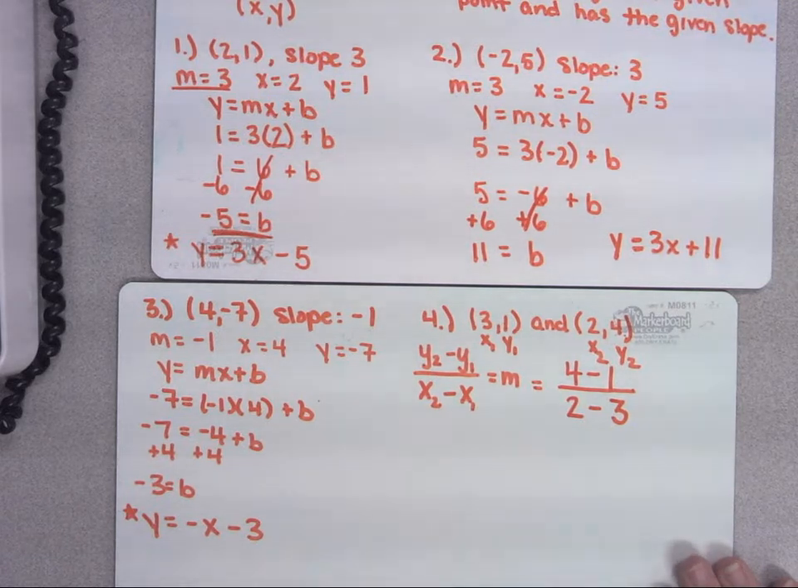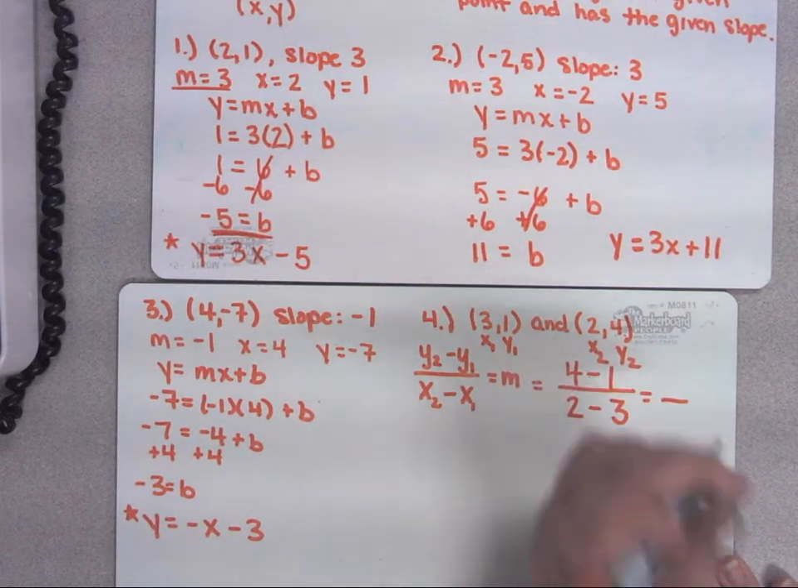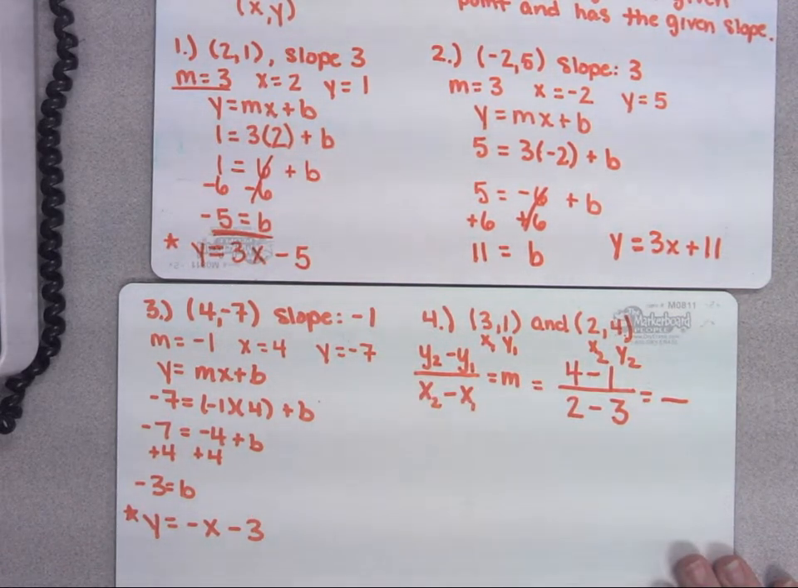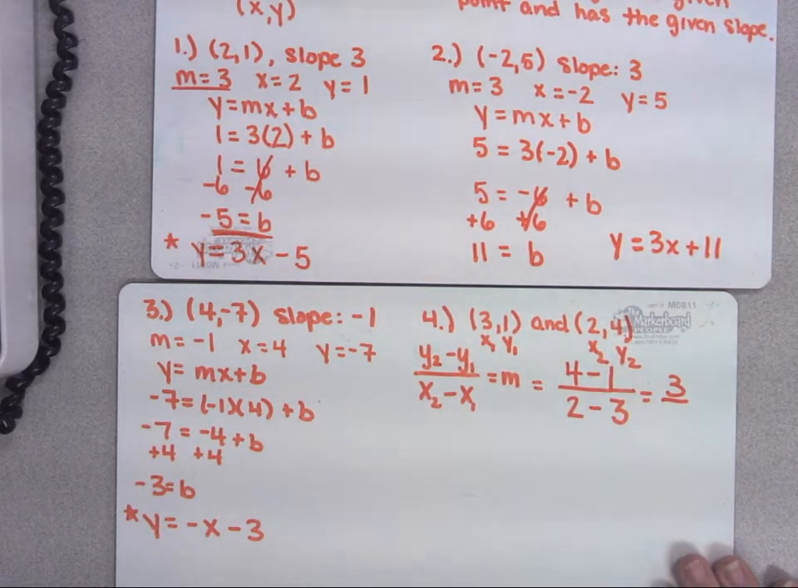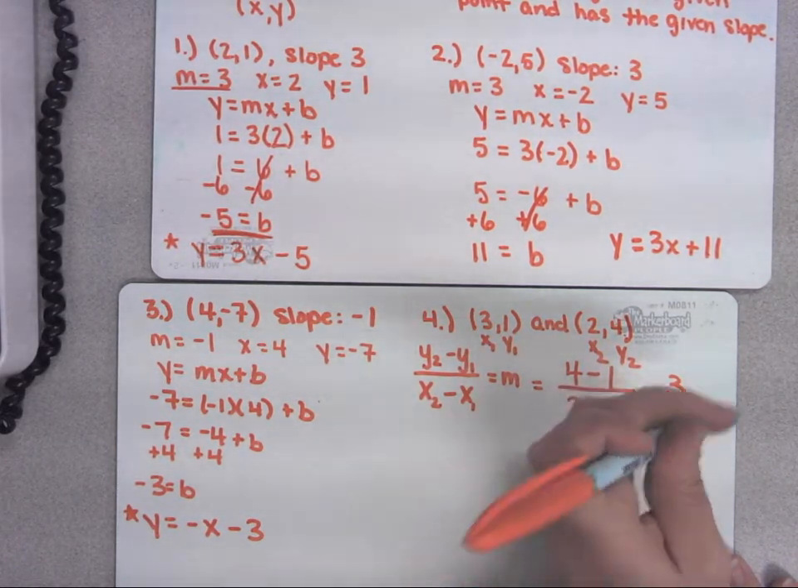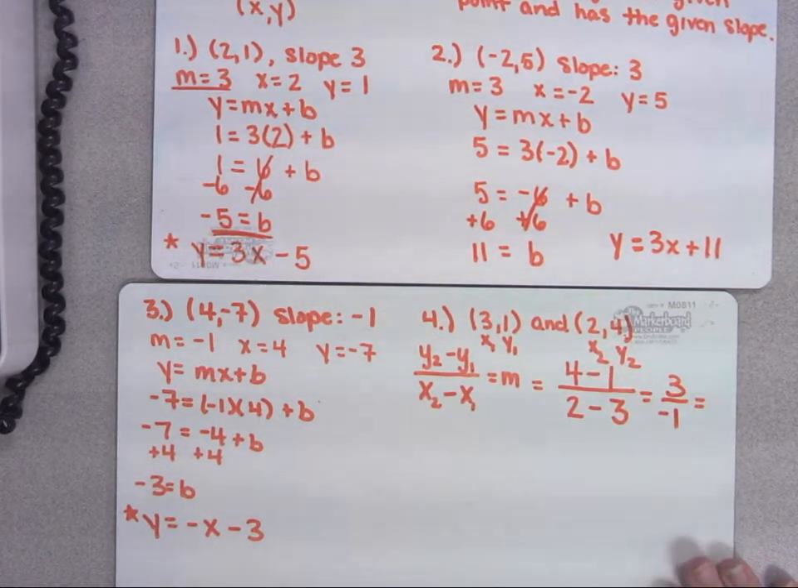Once all your spots are plugged in, do the math separately. Top, simplify it to one number. 4 minus 1 is 3. Bottom, 2 minus 3, -1. Can this simplify to make a whole number? 3 divided by -1, is that a whole number?